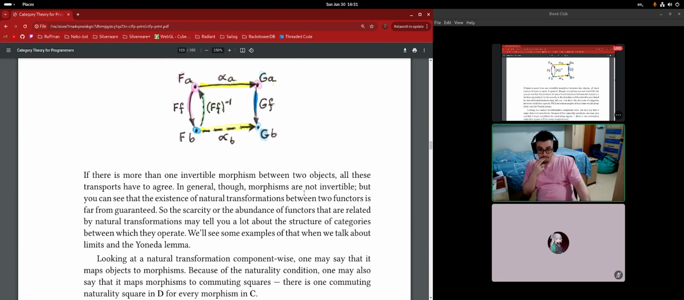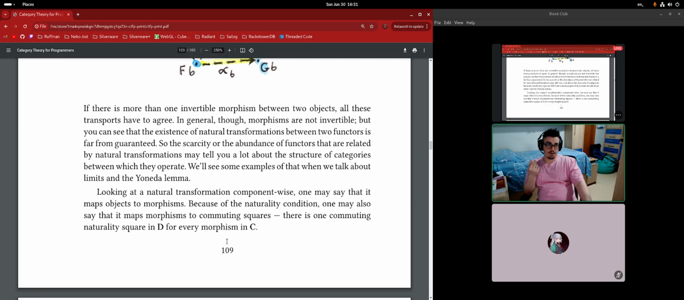But in general, morphisms are not invertible, but you can see that the existence of natural transformations between two functors is far from guaranteed. So the scarcity or the abundance of functors that are related by natural transformations may tell you a lot about the structure of the categories between which they operate. We're going to talk about this later on again when we talk about this lemma here.